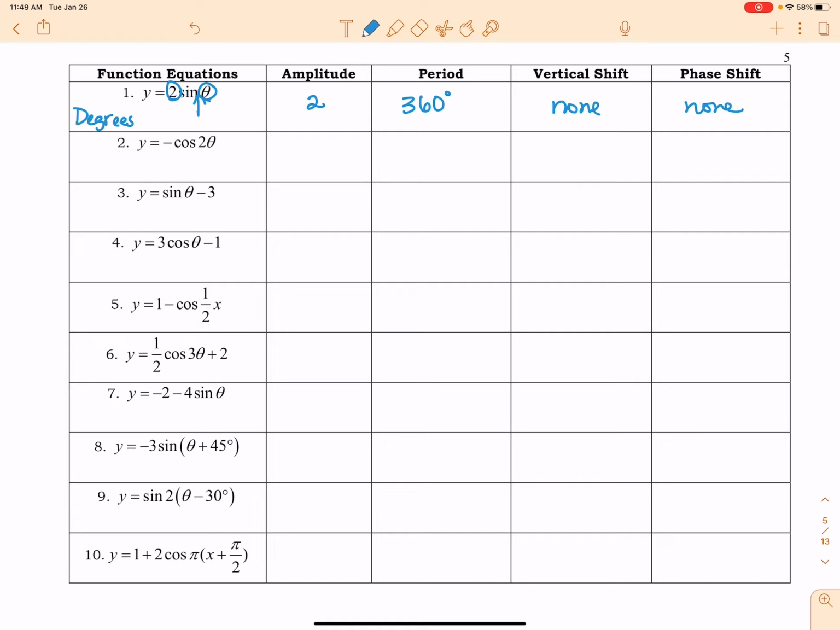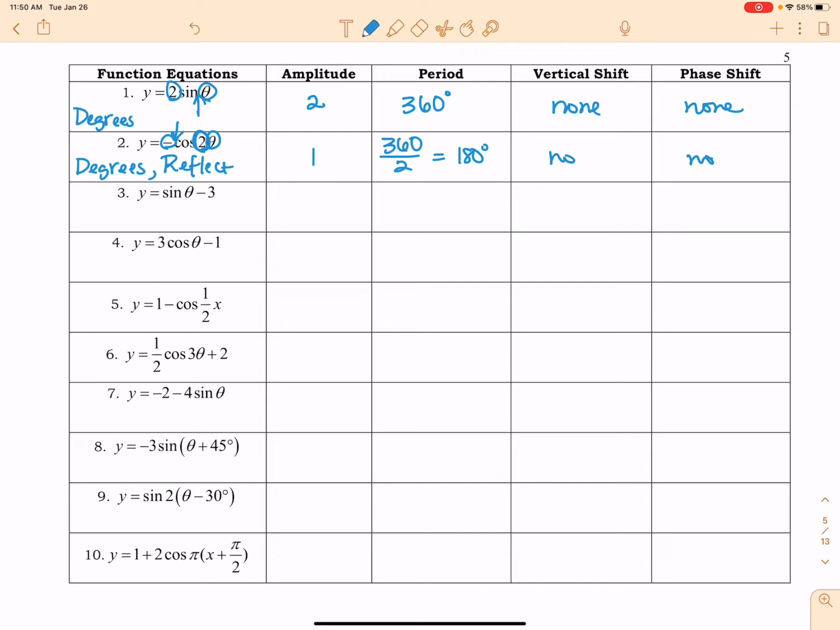For the second example, we have y equals negative cosine 2 theta. The first thing I notice is that I am in theta, so I am dealing with degrees here. There is a negative in front of cosine. That means that there is a reflection. The very next thing is the amplitude. Notice that the number in front of cosine is an understood 1, so the amplitude is 1. The period: we've got a 2 right here, so the parent period of 360 gets divided by 2, so it's 180 degrees. There is no vertical shift and there's no phase shift.